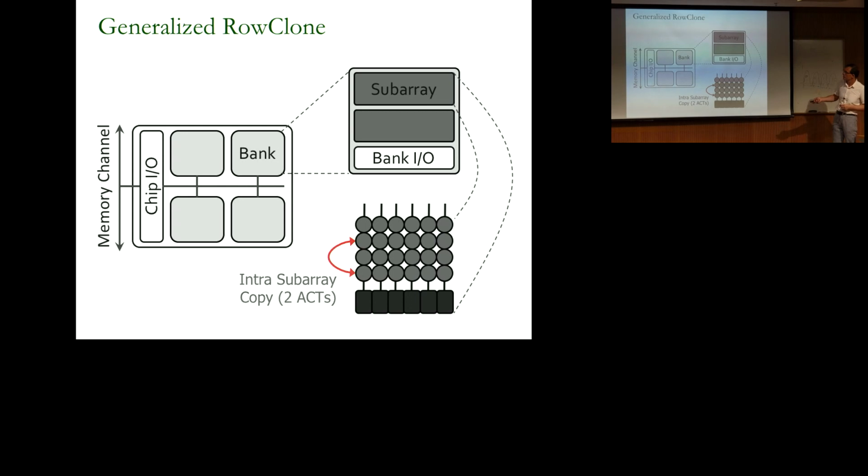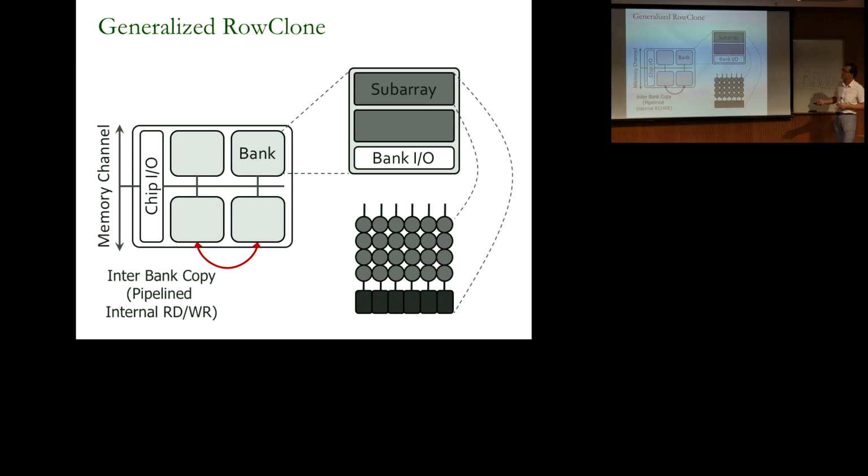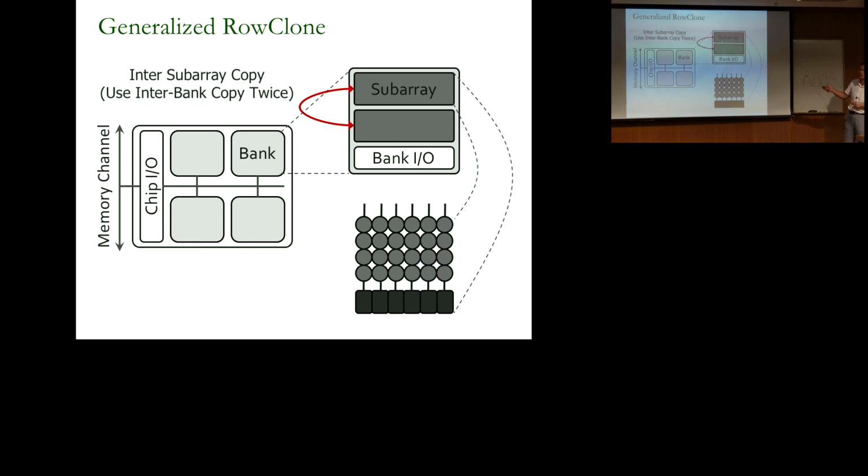Basically, intra-subarray is only 2 activates like this. Interbank copy, pipeline internal read or write. The worst case is if the source and destination are in different subarrays. Now, there's no way to connect these subarrays, but we're going to talk about something later on to actually change the DRAM microarchitecture to connect those subarrays. I'll leave it for that.